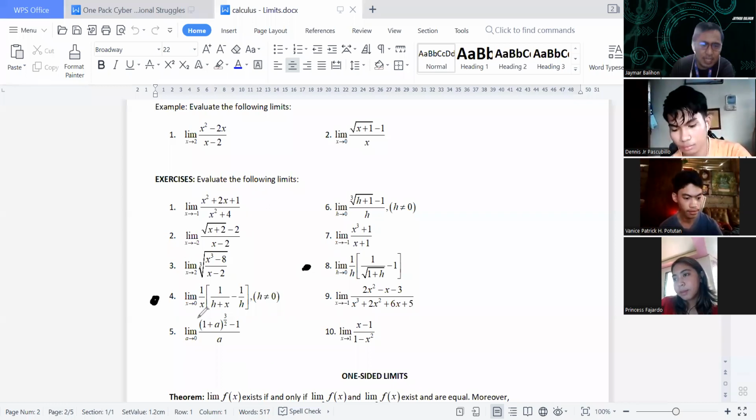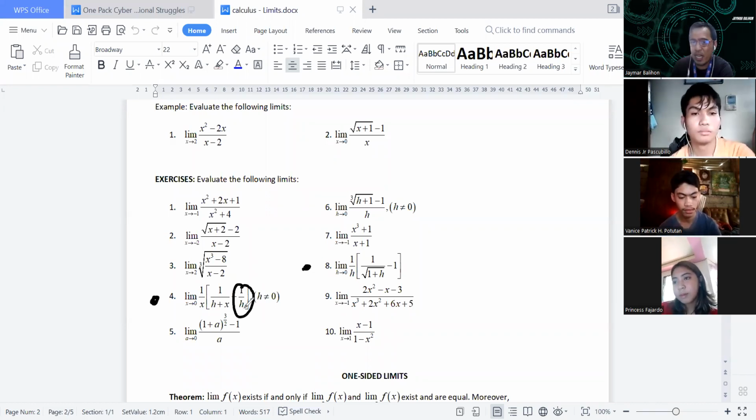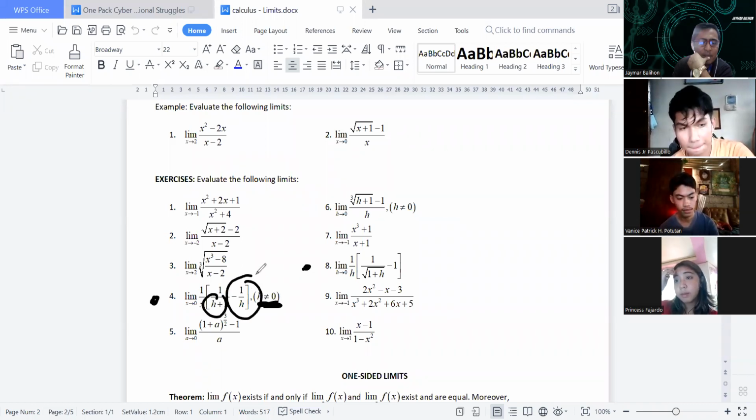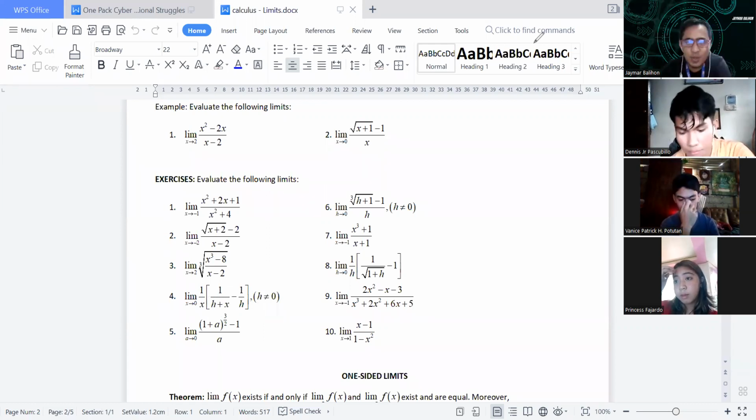Okay, in number 4, if we substitute the 0 to that given, automatically it will be undefined. Right? 1 over 0. Is it x? Yes, correct. It is h that we consider. It is h that changes. It will be undefined. Right? So we cannot use 0 for that. So what will you be doing?